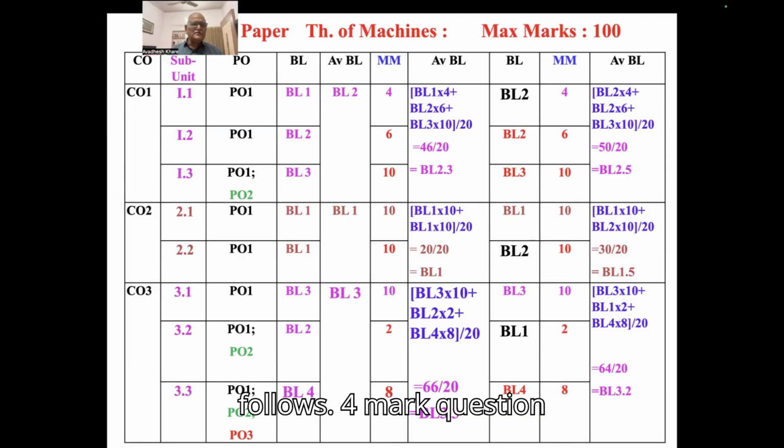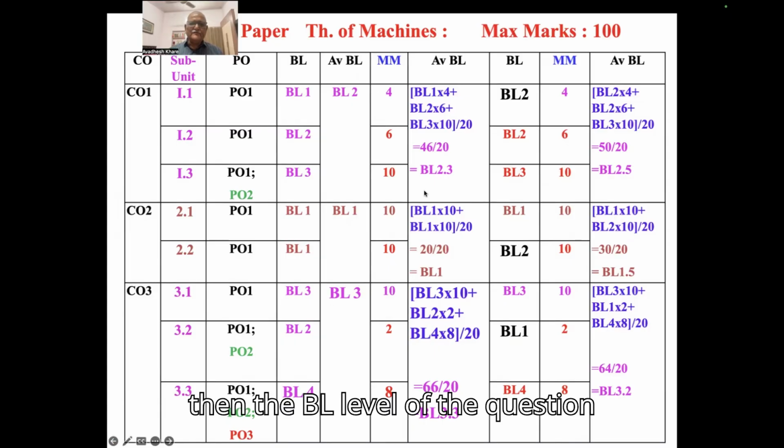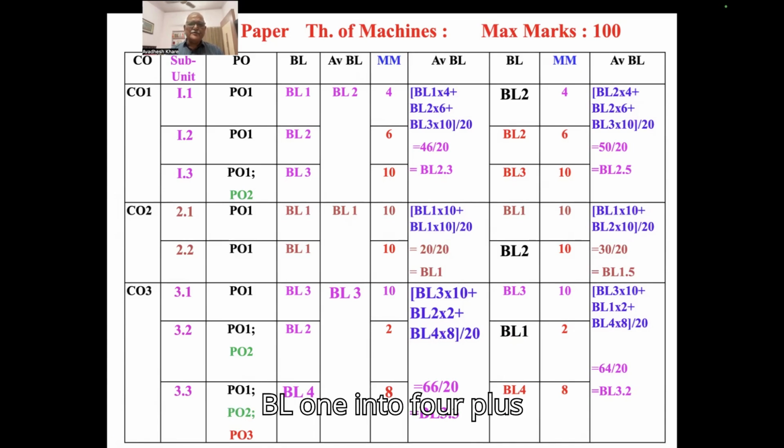4 marks from 1.1, 6 marks from 1.2, and 10 marks from 1.3. If we frame the question at the level it is taught, then the BL level of the question paper or the syllabus will be BL1 into 4 plus BL2 into 6 plus BL3 into 10 divided by 20, which is 2.3.